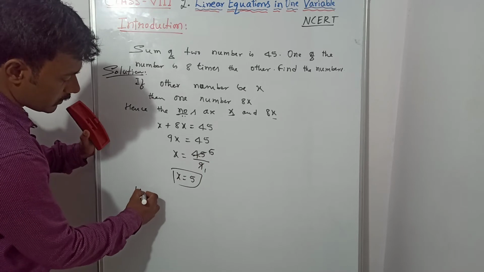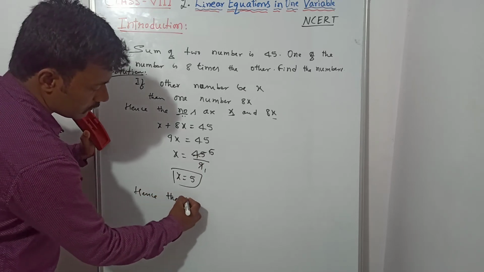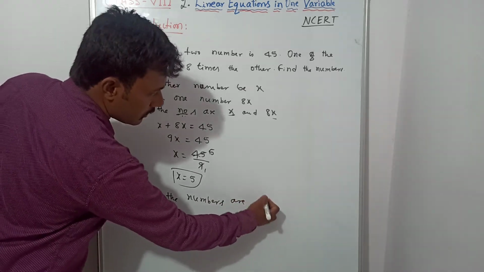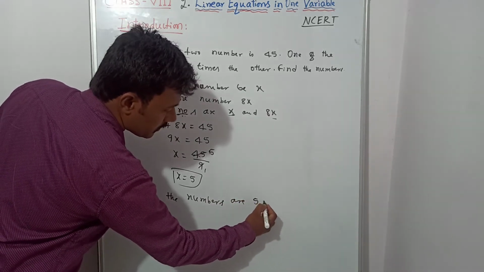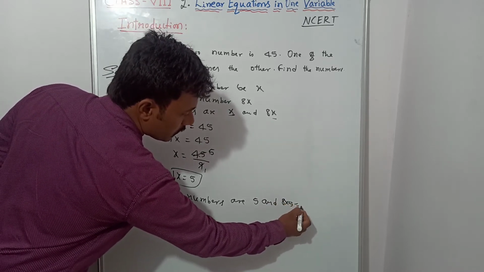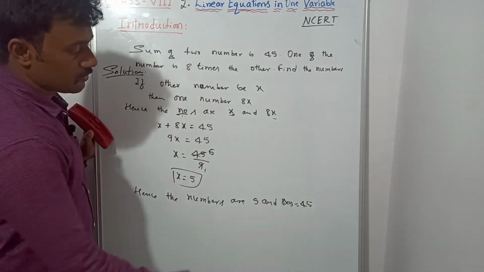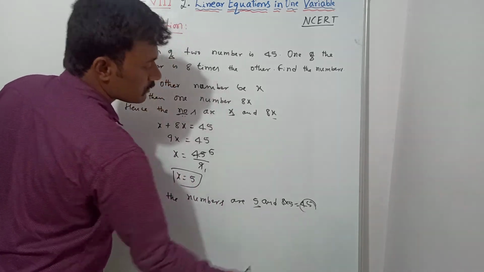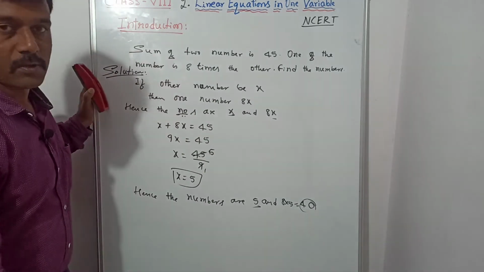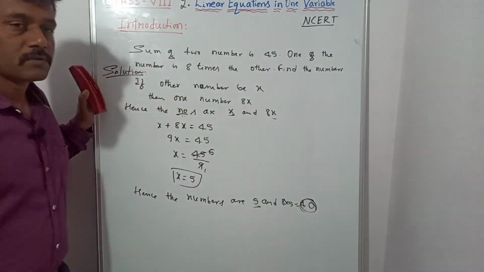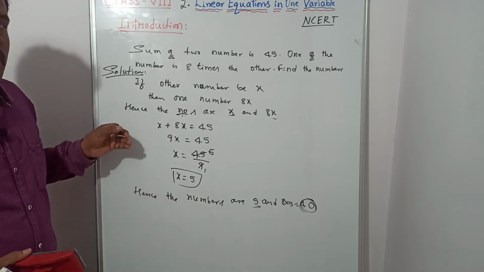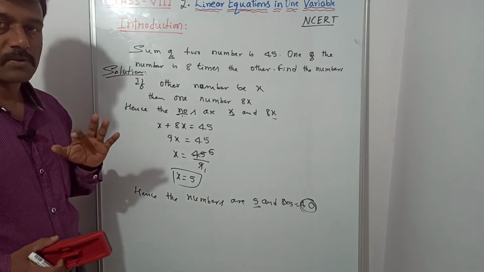And hence the numbers are x, which is nothing but 5, and 8x. 8 into 5, that is 40. One of the numbers is 5 and the other number is 8 fives are 40. The other number is 40. This is how we can find the numbers. This is one of the examples for word problems.